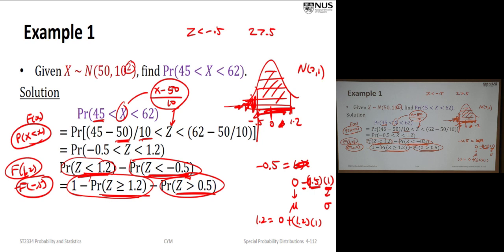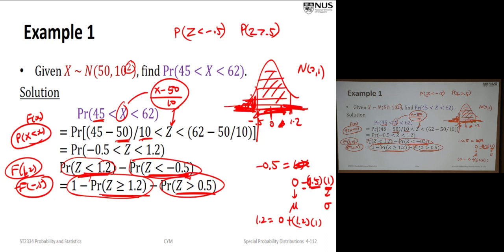No. Different events. Z less than minus 0.5 is this part. Z greater than 0.5 is this part. Of course, they're not the same. But the probability of this one is equal to the probability of this one. Why? Because the standard normal is symmetric about the center. And what's the center for standard normal?